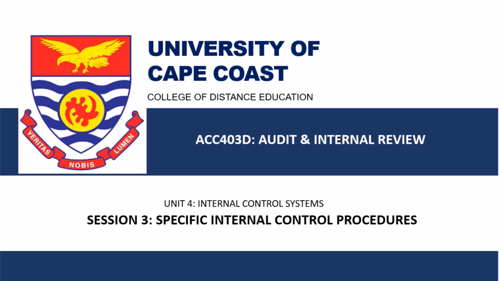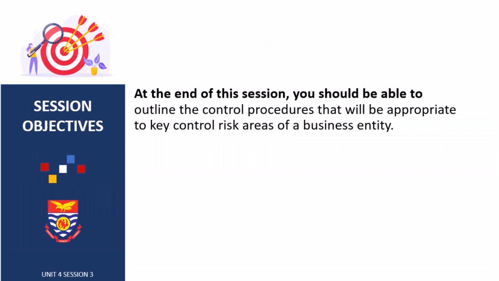In this lecture, we are looking at session 3 of unit 4. In session 3, we are looking at specific internal control procedures, as part of unit 4, which is talking about the internal control systems. At the end of this session, you should be able to outline the control procedures that will be appropriate to key control risk areas of a business entity. And that is the objective that must be achieved at the end of the lecture.